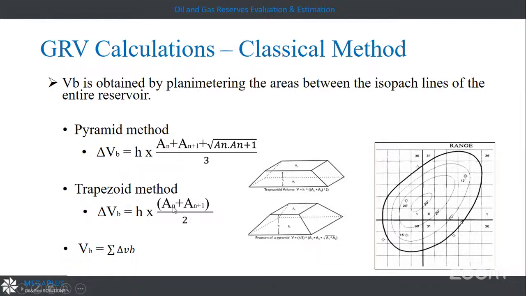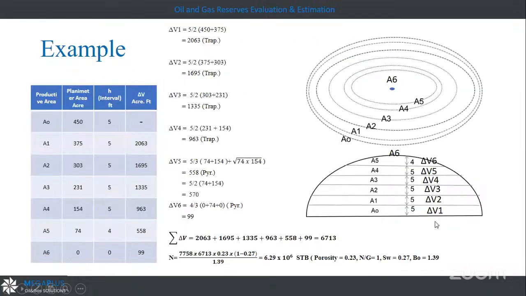This trapezoidal method uses A_n plus A_n+1. So if I have this area A0, it will be 450, and this area is about 375. So I have the volume of 2063. I will calculate each interval like that and make a summation, so I can get the gross rock volume. And if I multiply by the porosity, 1 minus water saturation, and formation volume factor, I can get the original oil in place. So that is how the classical method works.